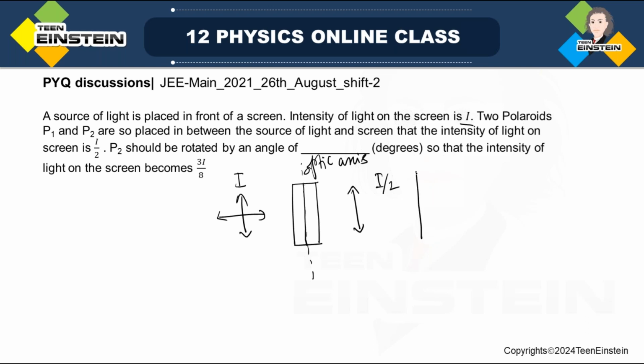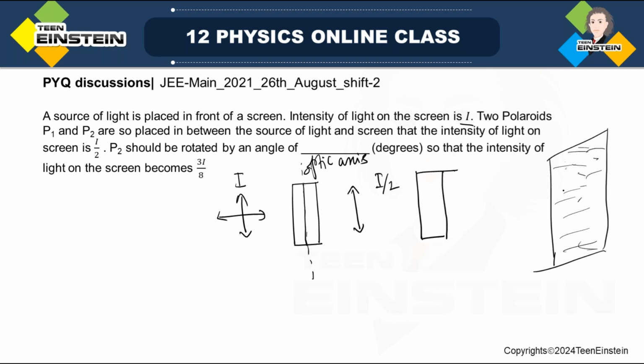Now if you keep another polaroid before the screen, suppose this is the screen. If you keep the second polaroid P2 with the optic axis parallel to the P1, then same intensity of light you will be seeing in the screen. That will be I by 2 only. There will be no change because same vibration of electric fields are passing through this easily. You are getting all this polarized light. So this is actually polarized light now. So it is unpolarized light which has intensity I. Okay, unpolarized light.